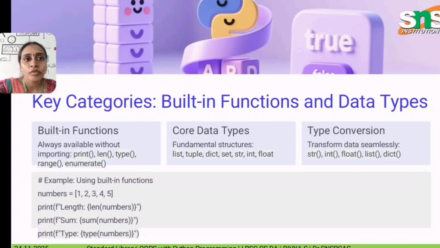Next we go with the core data types, the fundamental structures: list, tuple, dict, set, str, and int, float. These are some of the core data types we normally use. Type conversion transforms data into a particular type, for example text with str, and int, float, list, dict.